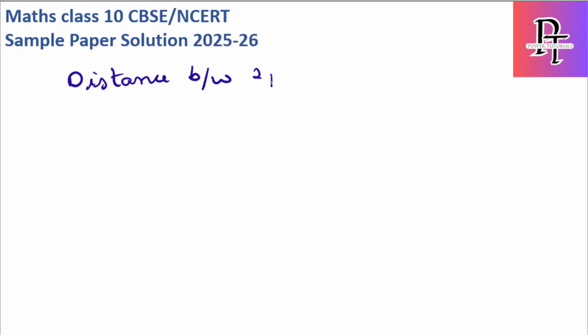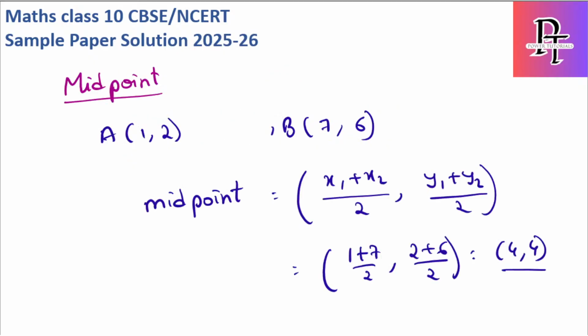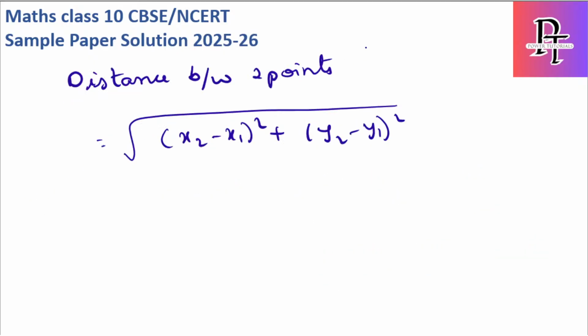Distance between 2 points. Here also there is a formula, but it's a very easy formula. If I say 2 points (x1, y1) and (x2, y2), the formula is root of (x2 minus x1) whole square plus (y2 minus y1) whole square. So let's take the same points again, (1, 2) and (7, 6).